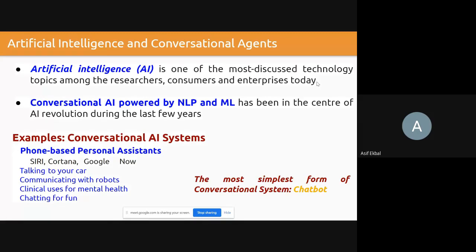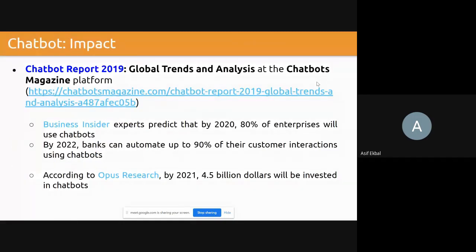And the simplest form of this is the chatbot. Now, why is the chatbot very important? There are some statistics. In 2019, the chatbot report published on Global Trends and Analysis at the Chatbots Magazine platform shows that by 2020, 80% of enterprises will use chatbots. By 2022, banks can automate up to 90% of their customer interaction using chatbots. And research also shows that by 2021, $4.5 billion will be invested in chatbots. This gives an idea of how the chatbot has become such an integral part of our day-to-day communications, and almost an industry now.